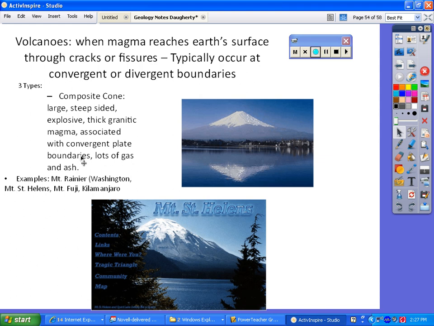Some good examples here would be Mount Rainier out west in Washington of our country. Same thing with Mount St. Helens. Mount Fuji is in Japan. Kilimanjaro in Africa. So those are all big, beautiful composite cone volcanoes.